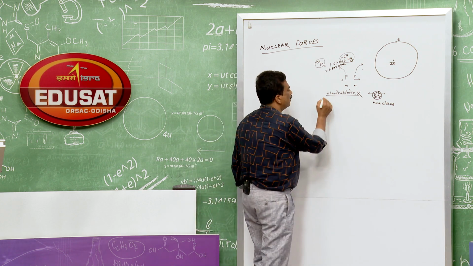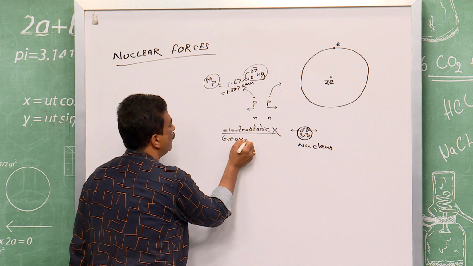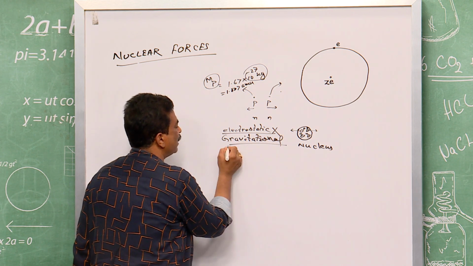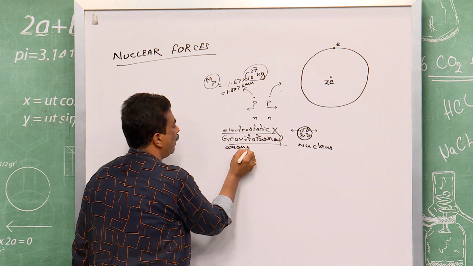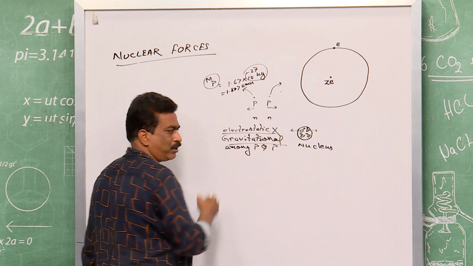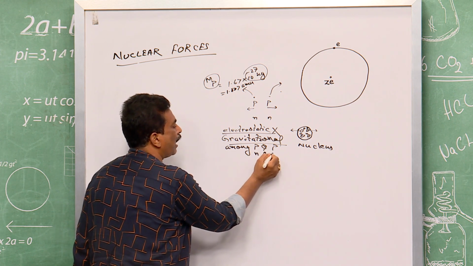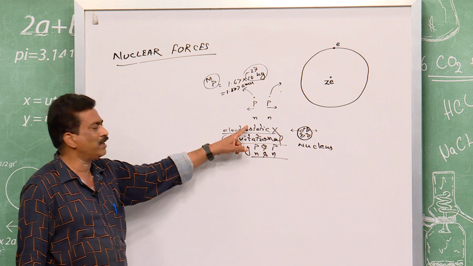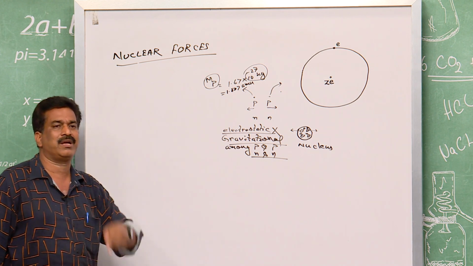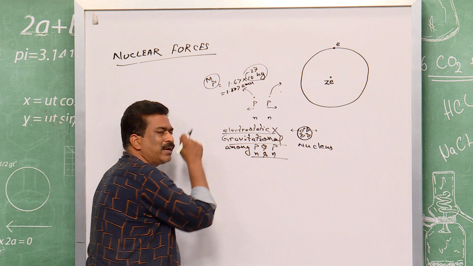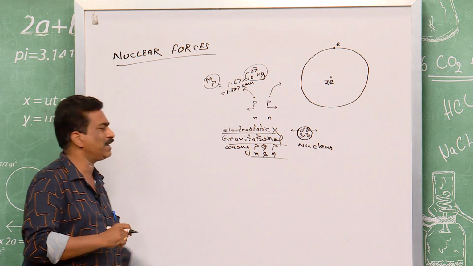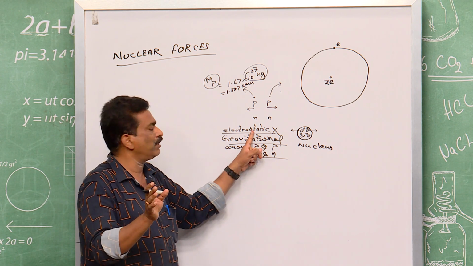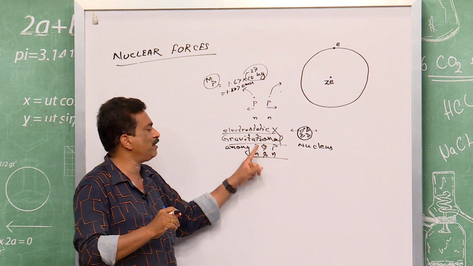Therefore, we can say that the gravitational force among proton and proton or neutron and neutron. Then you will say, sir, here neutron and neutron are not considered. Why are neutron and neutron considered here? Because this is the electrostatic force, meaning between charged particles. These neutrons are neutral, no charge is there. So, the electrostatic force will not exist between them.